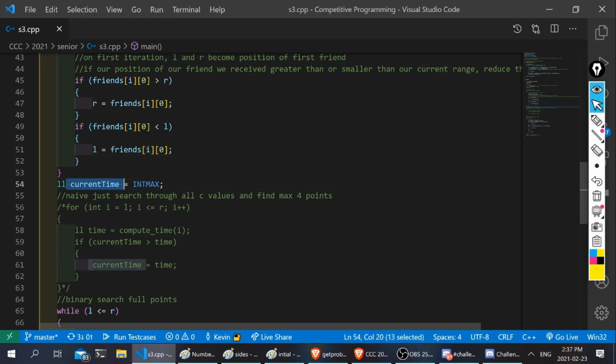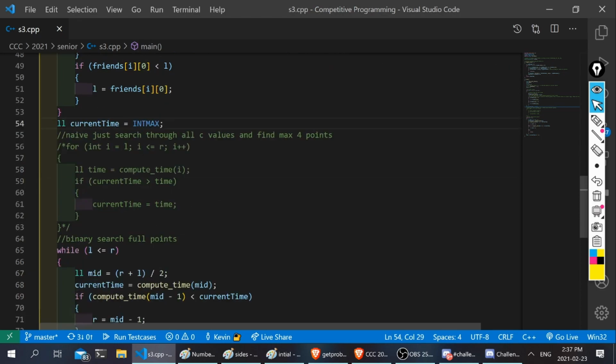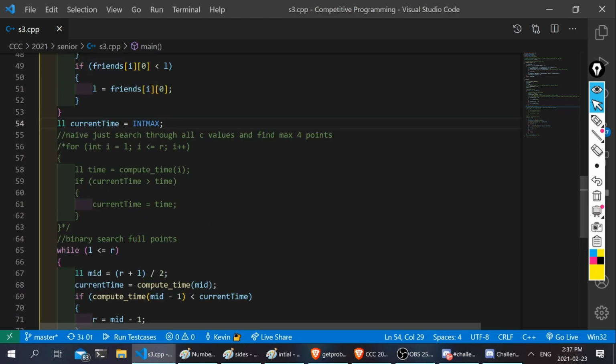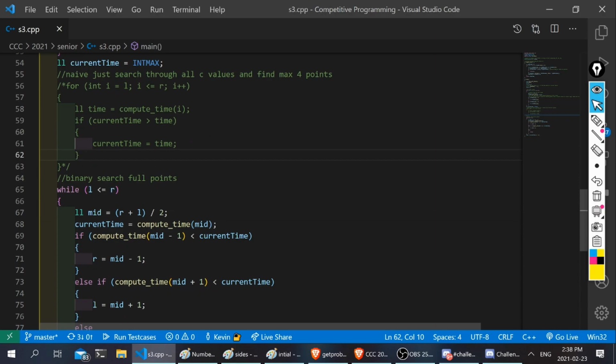All right, our current time, I set it to int max because I want it to be greater than any value it can be, because we're going to be computing it later. Okay, so our naive solution is just to search through every value and then just make this the largest value it can be. Oh yeah, and this might be a blunder. Since I've set this to long, I don't think this should be the maximum integer. This should be the maximum of the long. But it still works for the numbers of the question, so I'll note that in mind.